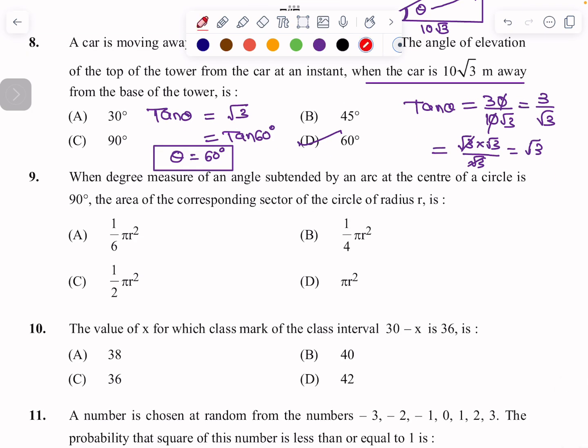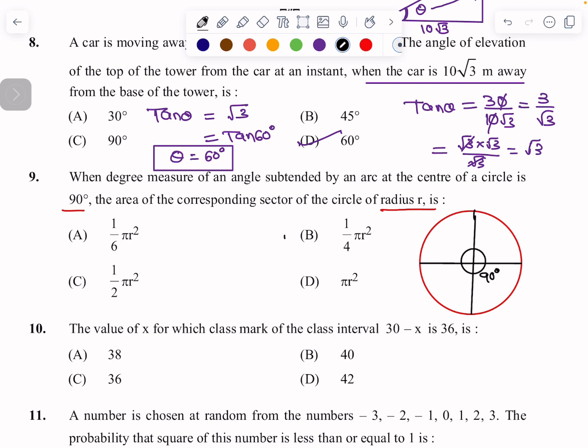The next question: when the degree measure of an angle subtended by an arc at the center of a circle is 90 degrees, the area of the corresponding sector of the circle of radius R is. Now you see, this is the circle, right? When you make 4 equal parts of the circle like this, we are dividing 360 degrees by 4, right? Then 360 degrees by 4 gives 90 degrees each. So the angle of each one is 90 degrees. It is a 1/4 of the circle, right?